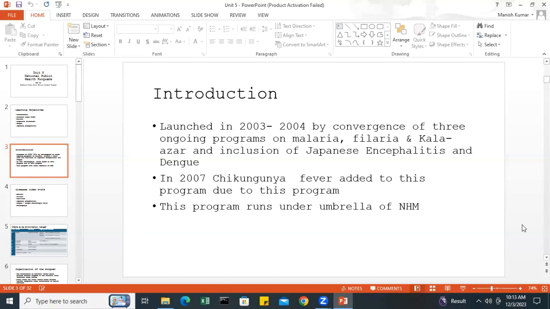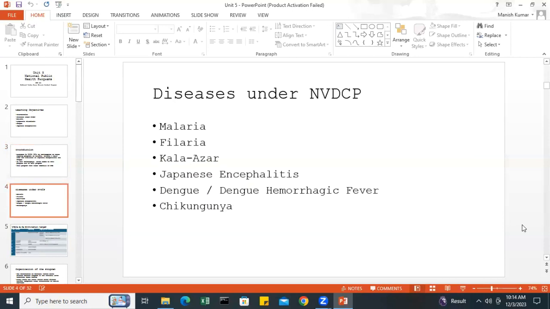Then, of late, rapid urbanization has added, and we realized that there are multiple other diseases like Japanese encephalitis, and then dengue, chikungunya. These programs came over a period, because the carrier over there is a vector, which is mostly a mosquito. So these programs have been converged and took the shape of NVDCP as we see right now. There are basically six diseases broadly: malaria, filaria, kalajar, Japanese encephalitis, dengue, which is sometimes known as dengue hemorrhagic fever also, which is very fatal, and then chikungunya.